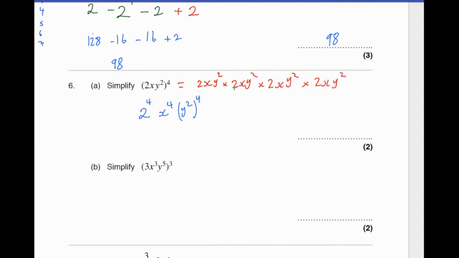So notice that we've got 2, 2, 2, and 2. That's 4 times. Hence 2 to the power of 4. X, X, X, X 4 times. So x to the power of 4. Y squared, Y squared, Y squared, Y squared. Hence y squared to the power of 4.